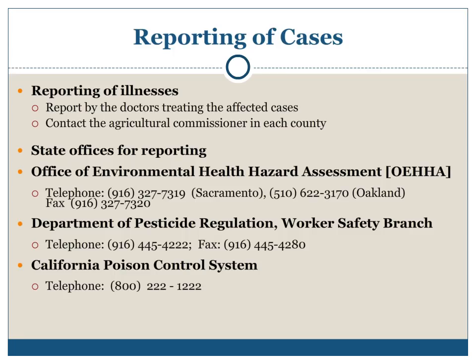Telephone 916-445-4222. Fax 916-445-4280. California Poison Control System. Telephone 800-222-1222.